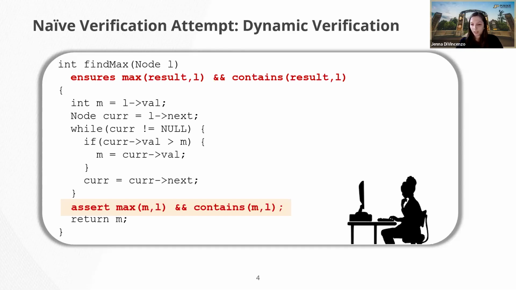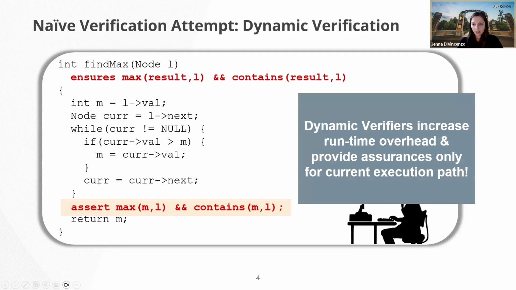And so anytime client code calls out to findmax, it's going to have to, before returning, run this check every single time. And so the downside of these dynamic verifiers is that they increase runtime overhead, and you can only provide assurances on the execution paths that you can execute. So if you don't provide the right input, then we don't know that it's wrong, but we also don't know that it's right. So we don't know anything about the execution paths that you do not execute. So Daisy wants stronger guarantees than this. She wants to know that max and contains is true for every execution of findmax without any runtime overhead.